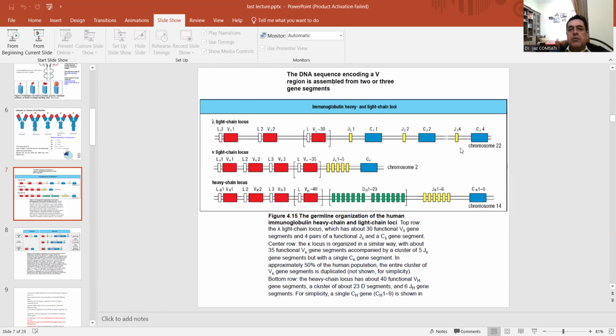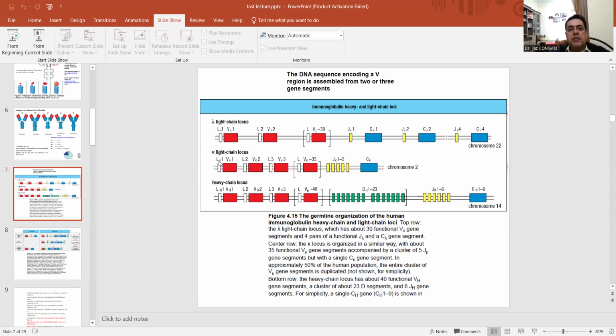You can see that one light chain locus, the lambda, and in an antibody, I had shown you that the light chain can either be lambda or kappa. So if it is a lambda light chain in an antibody, all the sequences which have to be assembled to make a coding sequence for this lambda light chain locus are present on chromosome 22. But in case of kappa light chain, you can see that all these sequences are present on chromosome 2. And the sequences are of a similar type.